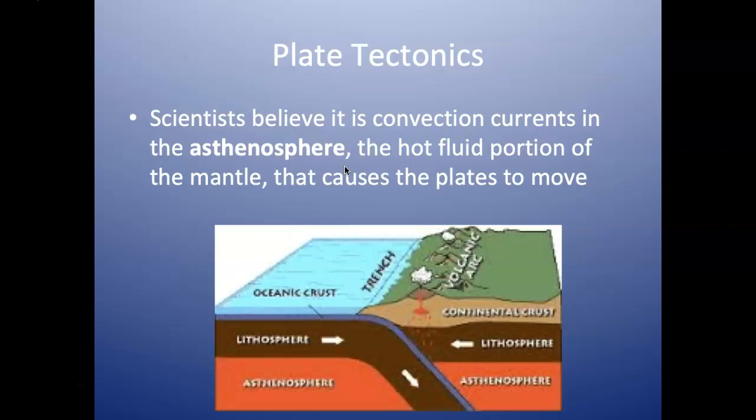So scientists believe that these convection currents that are located in the asthenosphere, which is directly below the lithosphere, almost act as the layer in which the mantle can move. So it's usually going to be made up of a hot fluid portion of the mantle that allows for those plates to glide and easily move over. So it's almost like the wheels on a car allowing for it to move.